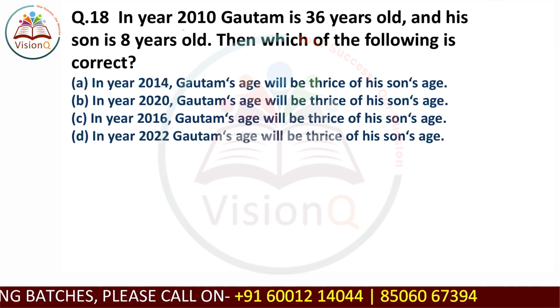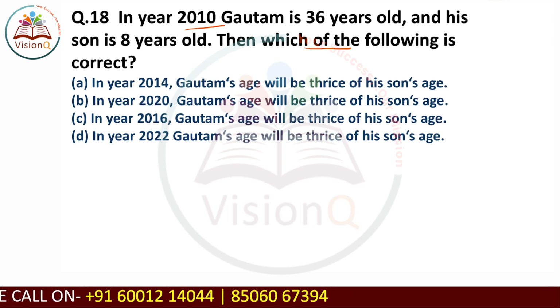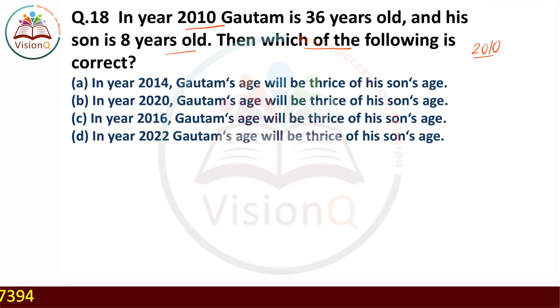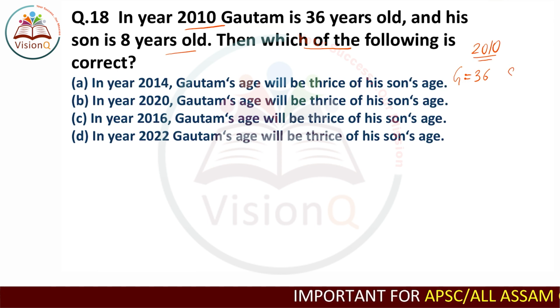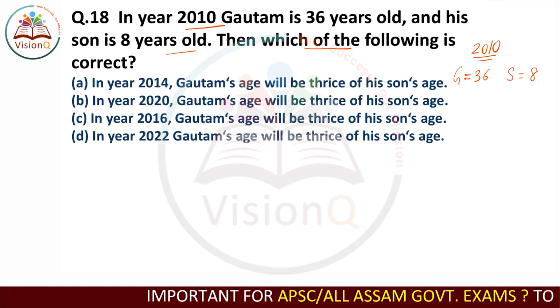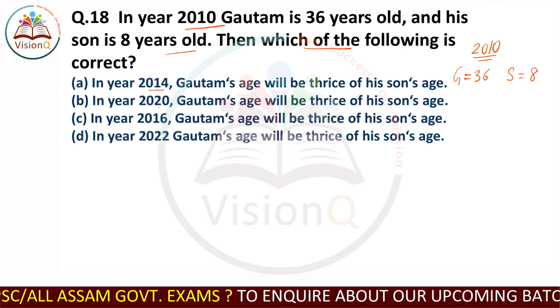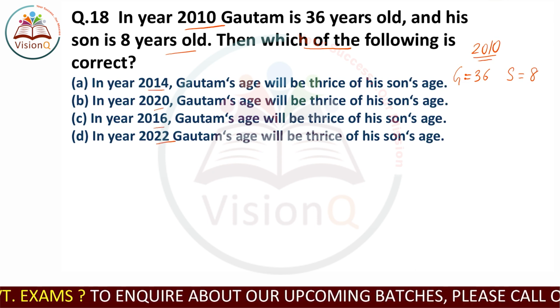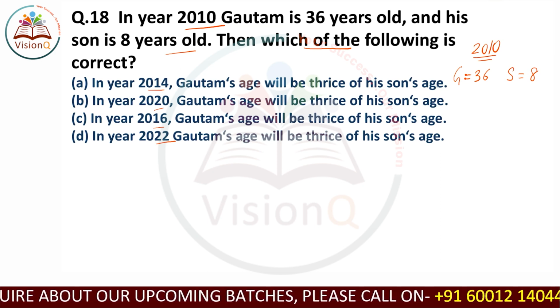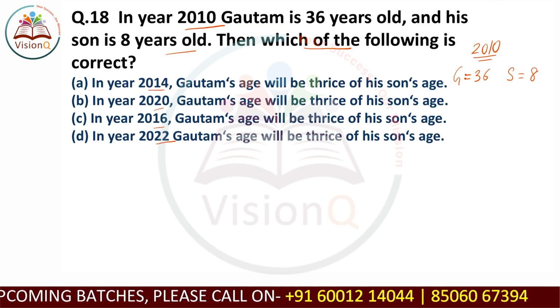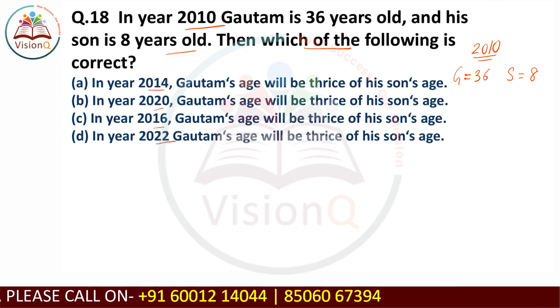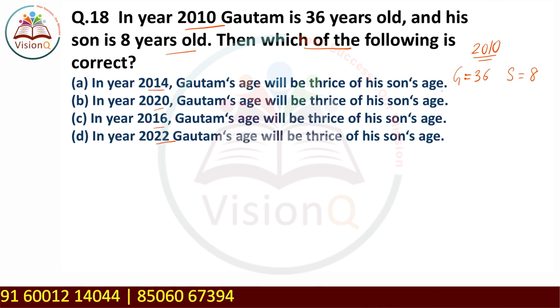In the year 2010, Gautam is 36 years old and his son is 8 years old. Which of the following is correct? The years in the options are 2014, 2020, 2016 and 2022. So let me find out the ages of Gautam and his son in these four years.